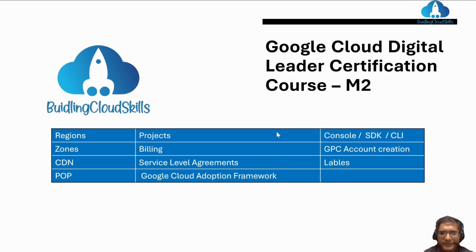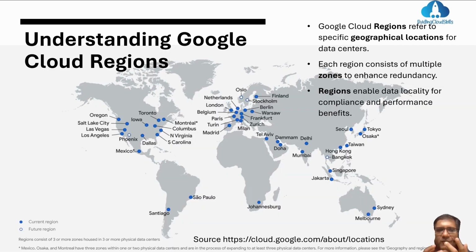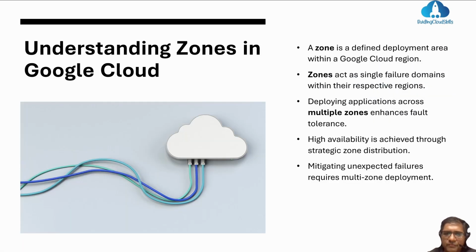So what are regions? Regions are simply locations. Locations like Mumbai, Delhi, Paris, Frankfurt, Dallas, North Virginia, Mexico. About 40 such locations as of the recording of this video, Google has its presence. These regions are typically made up of zones.